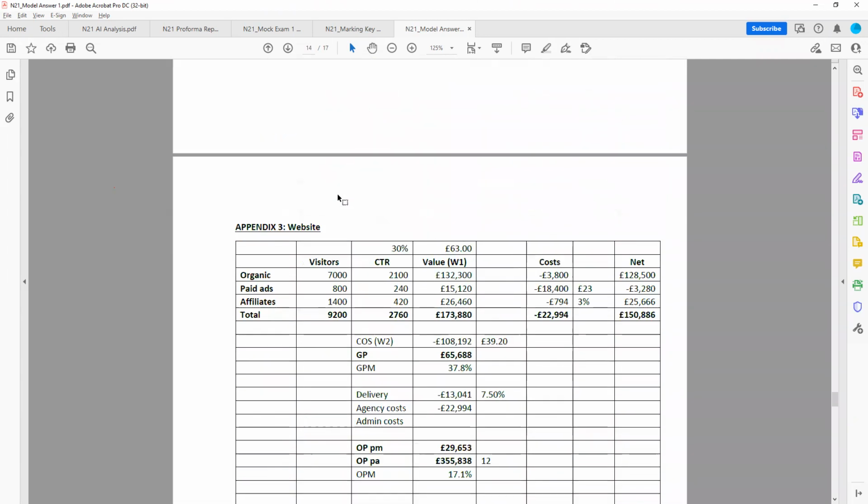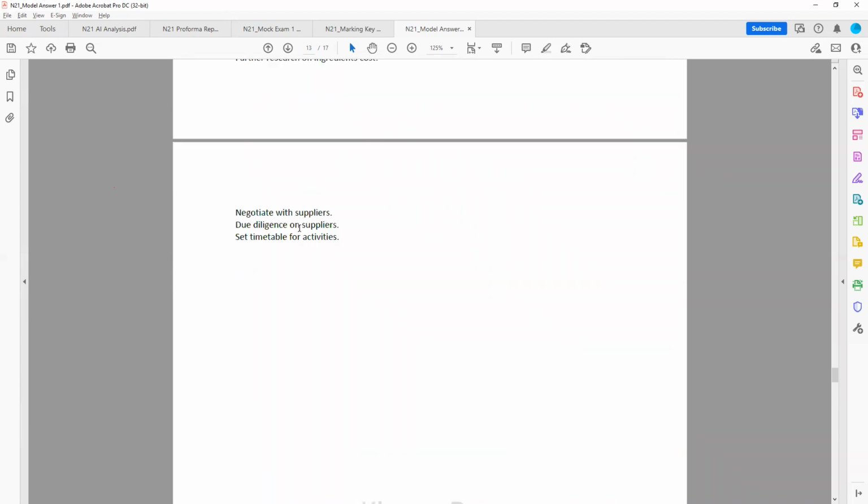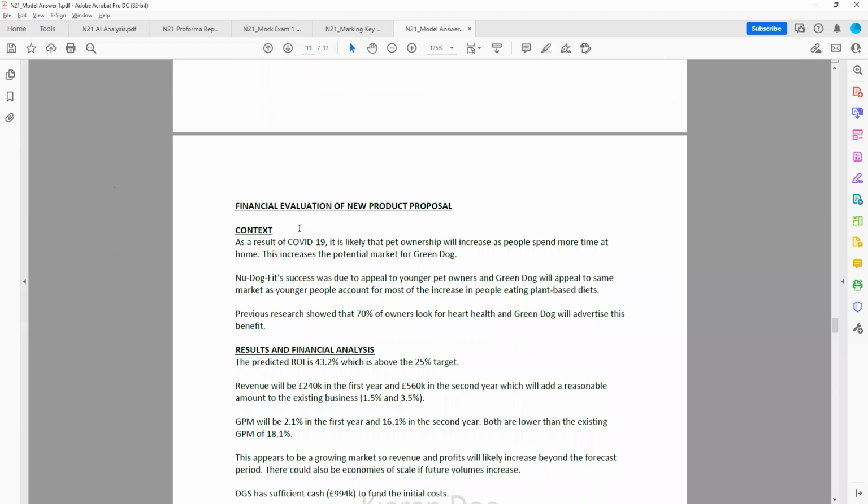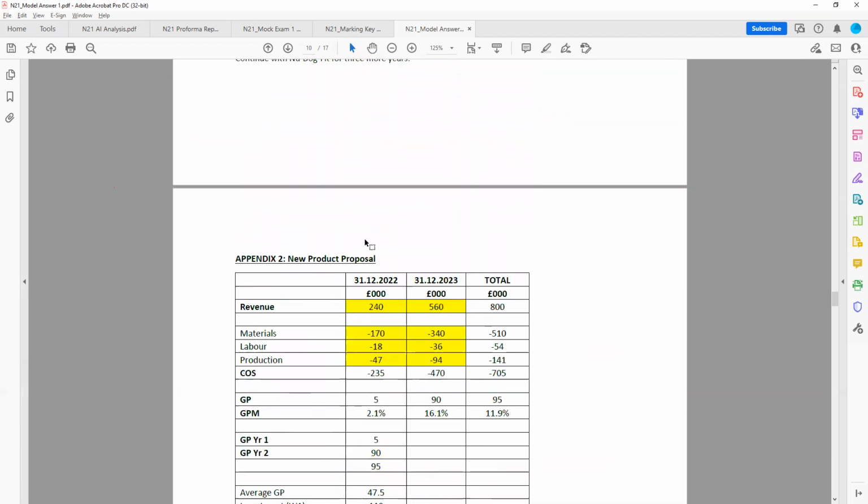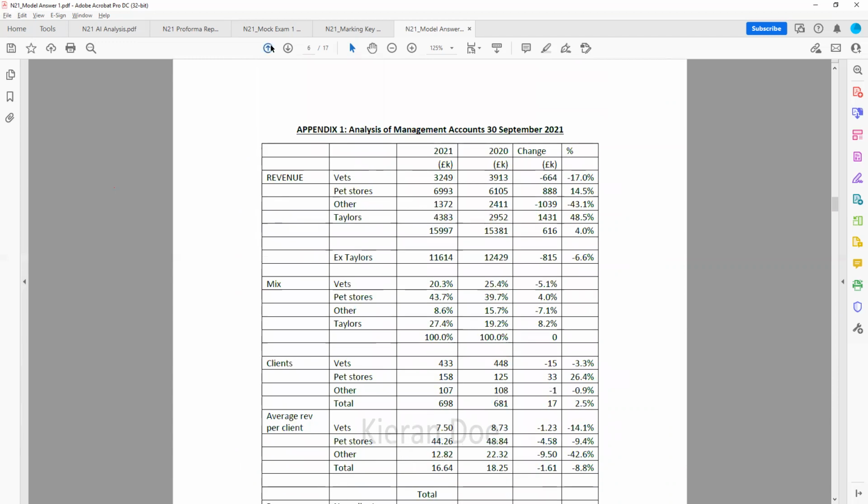Just make sure it's got a proper title. That's quite important. Not just Appendix 3, but something like new product proposal, or analysis of management accounts for this year.